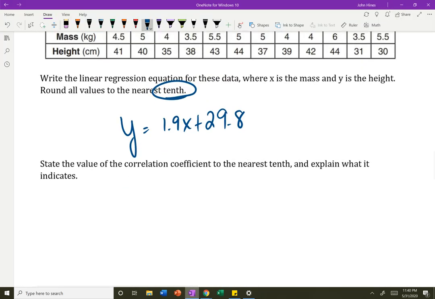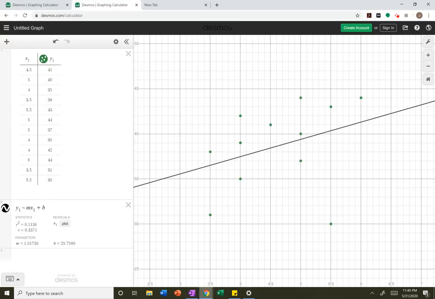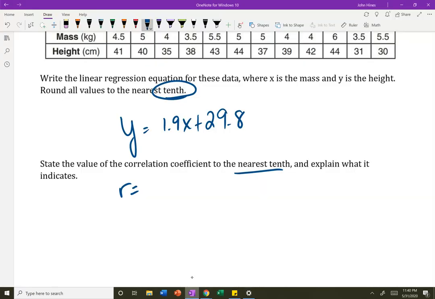State the value of the correlation coefficient to the nearest tenth. So what's my R value? My R value is 0.337. So R value is 0.337, nearest tenth though. So one place, do I chop or round up? I chop. R equals 0.3.